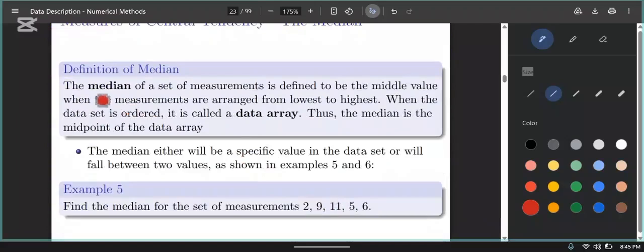So the median of a set of measurements is defined to be the middle value when you arrange the numbers from lowest to highest. So look at these numbers here: 2, 9, 11, 5, 6. If we arrange them from lowest to highest, we start with 2, 5, 6, 9, 11. So we have arranged them. Then let's find the number which is in the middle.